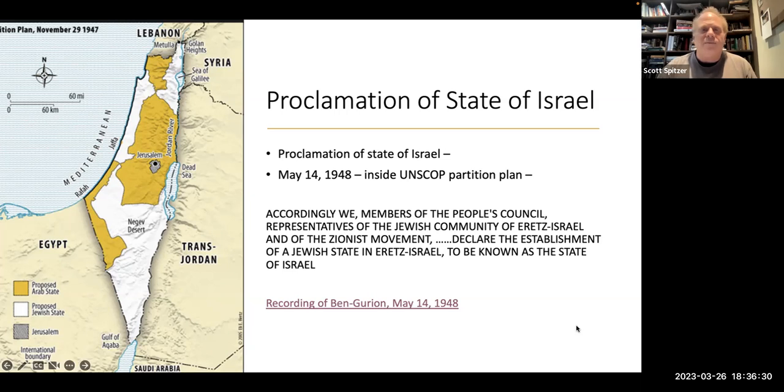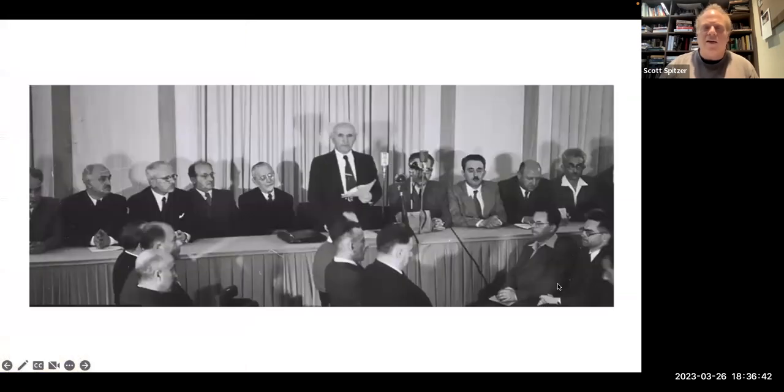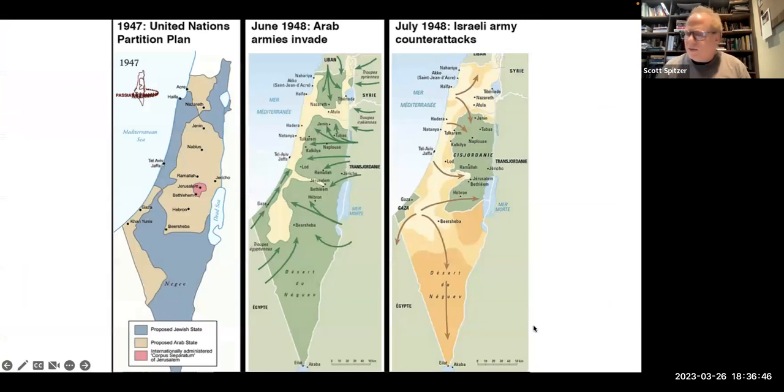Ben-Gurion knew that the war was coming, but he wanted to go on record as saying that they had no intentions of anything but living at peace with their neighbors. Hundreds of thousands of Palestinians had already fled or had been expelled. And you can see here, this is the 1947 partition plan. Jordan, Syria, Egypt, Lebanon, all invade Israel in 1948. The Israeli army counterattacks, pushes back, and expands the initial partition grant from the United Nations as part of their military victory.